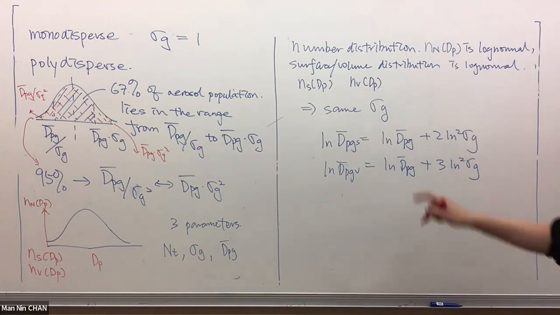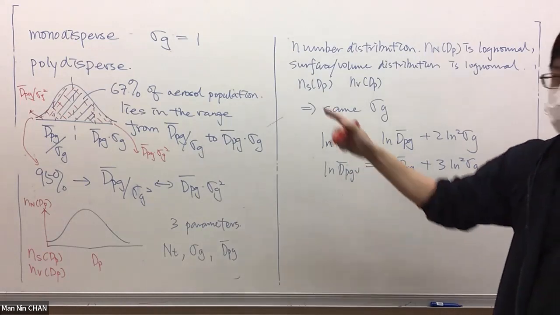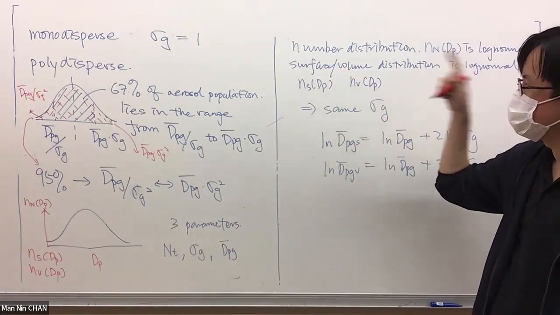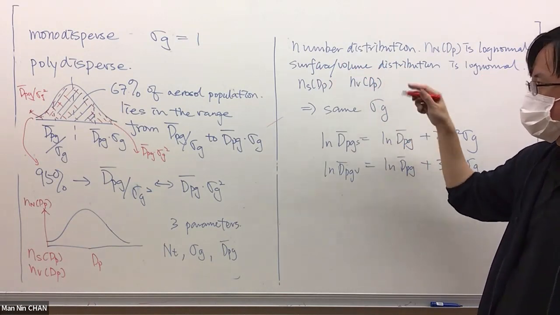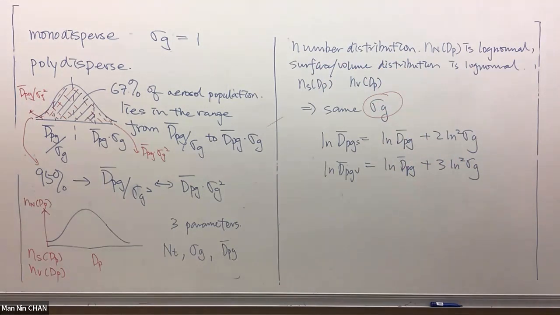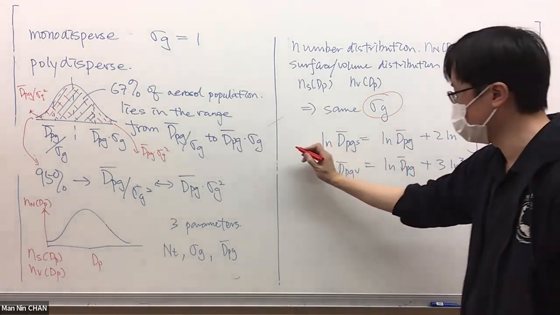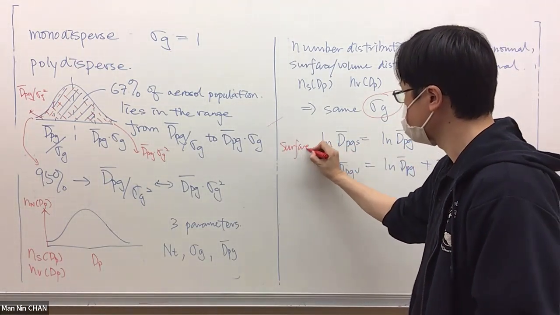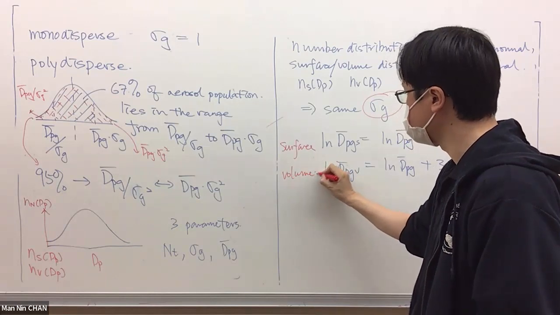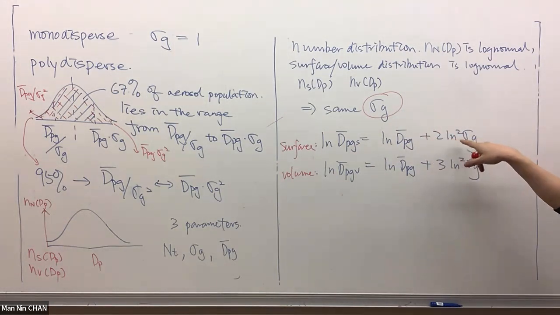So the idea is, if your aerosol population in your number distribution is log normal, like I mentioned, then the aerosol surface area or volume distribution will also be log normal. They will share the same geometric standard deviation, but of course you will see they have different median diameters. So this is the surface, this is the volume, and then you can relate it to their number. So this is the median diameter for the number distribution, and you need to check this, which also depends on the sigma g here.